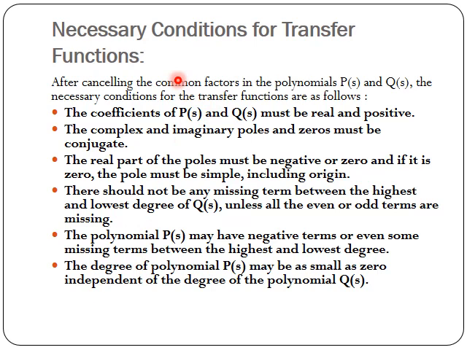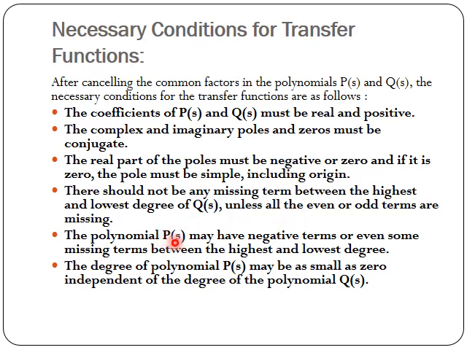In a similar way, the necessary conditions for transfer functions are: the coefficients of the numerator and denominator polynomials must be real and positive. This was also there in the earlier case. Complex and imaginary poles must be in conjugate pairs. The real part of the poles must be negative or 0, and if it is 0, the poles must be simple, including the origin. There should not be any missing term between the highest and lowest degree unless all the even or odd terms are missing.